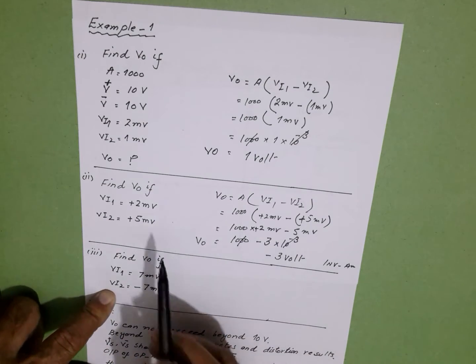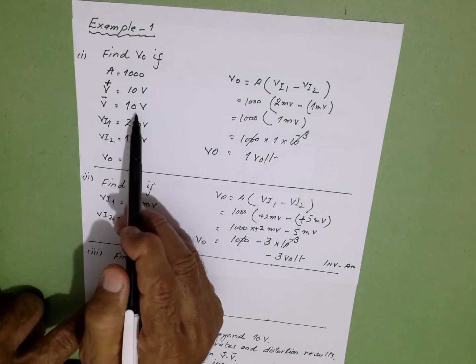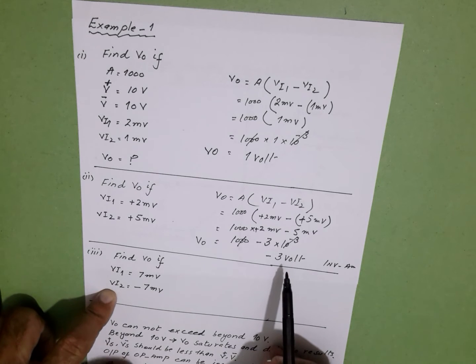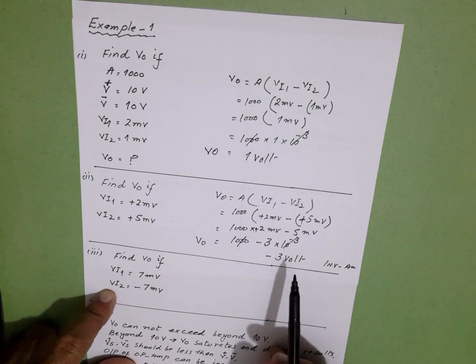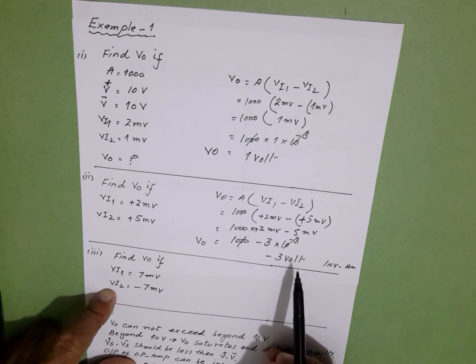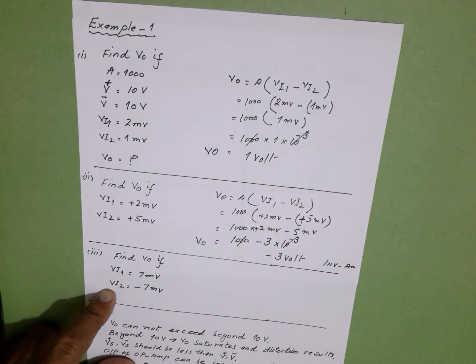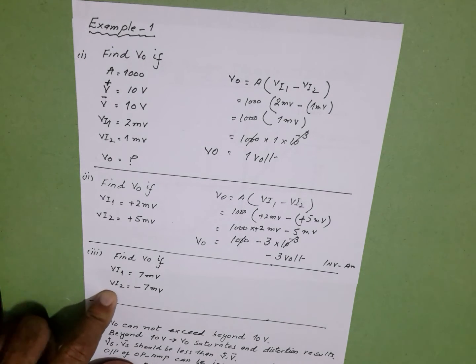And see that the DC voltages are 10 volt and the output is 3 volt, and in this case no saturation has occurred in the positive direction and no saturation has occurred in the negative direction. There is no question of distortion.